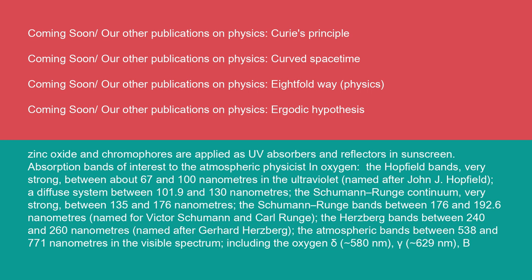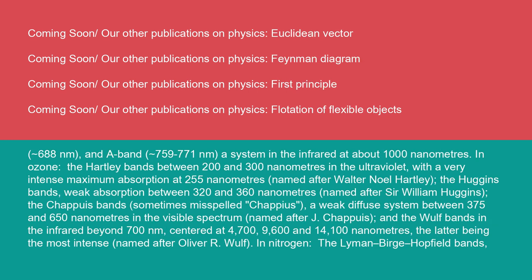The atmospheric bands between 538 and 771 nanometers in the visible spectrum, including the oxygen delta 580 nm, gamma 629 nm, B 688 nm, and A band 759-771 nm; a system in the infrared at about 1000 nanometers.